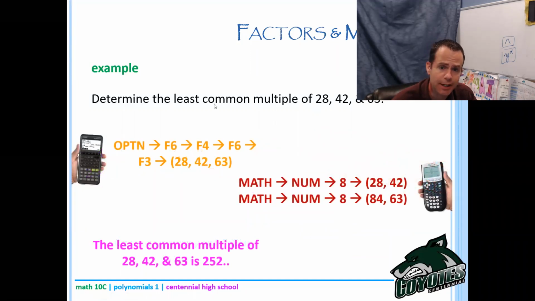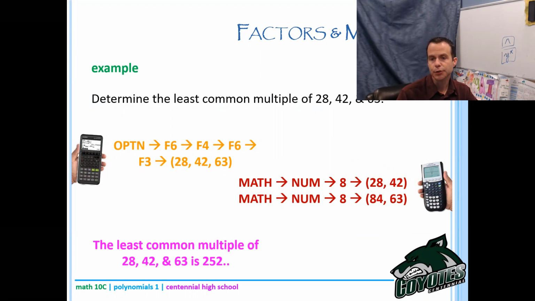Okay, again, to check it on a graphing calculator, for Casio, you don't have to press all of these if you already have that menu open. You'll just notice that F3 says LCM. So you're good to go. Casios can input all three at once. So you just go 28, 42, 63, and it will give you 252.